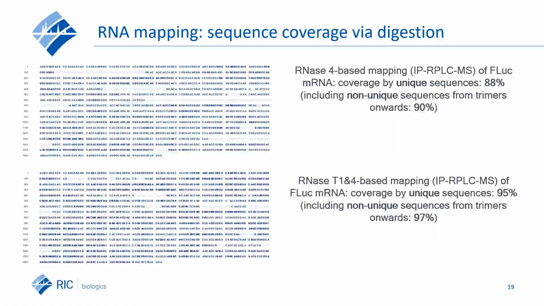Then, LC-MS analysis of the RNase 4 digest allowed us to determine the sequence coverage. When only the unique sequences are considered, a coverage of 88% is obtained. If the non-unique sequences are included, the coverage increased to 90%. When now combining the results from both the RNase T1 and the RNase 4 digest, we obtain a total sequence coverage of 95%, or even 97% when non-unique subsequences are considered.